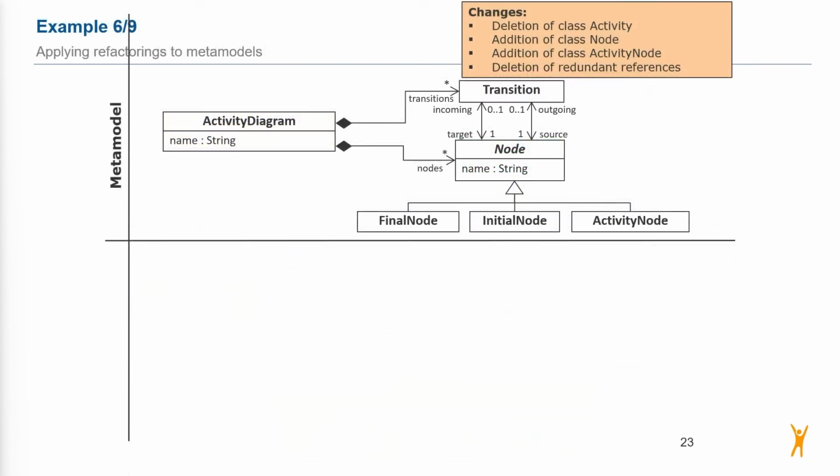Now, assume we do some changes on the metamodel. Like I said, metamodeling is an iterative process, and metamodels evolve with the requirements of our domain. So let's assume we delete the class activity, we add an abstract or generic class node, we add the class activity node, and we delete also the redundant references that we have in our metamodel.